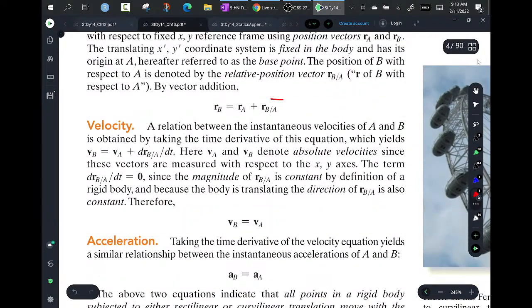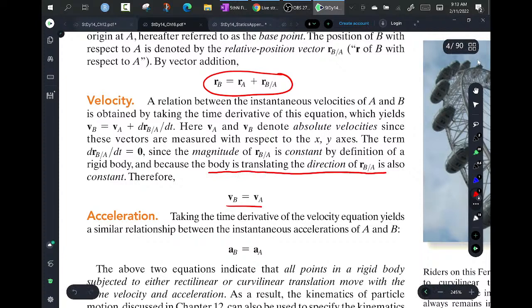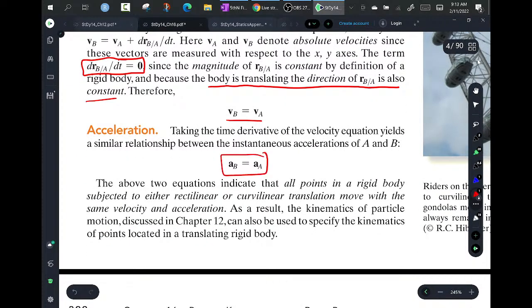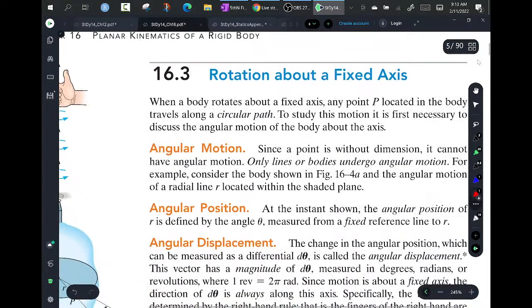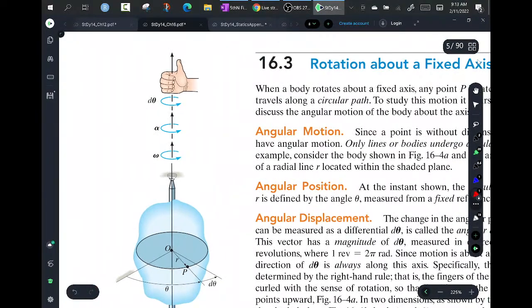So he starts with this, just like what we did in the last section. And he tells you that, okay, before you look at this, the body is translating, therefore. So this is a situation where there is no rotation. If there's no rotation, you get that. Now, if we get a rotation, he's basically talking about rotating about a fixed axis. Okay, now this is something that's new to us.